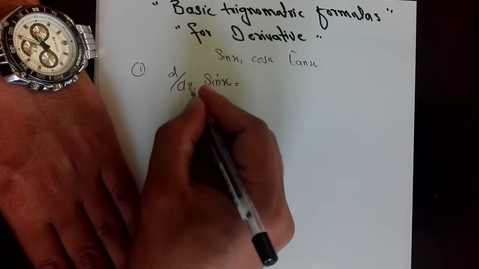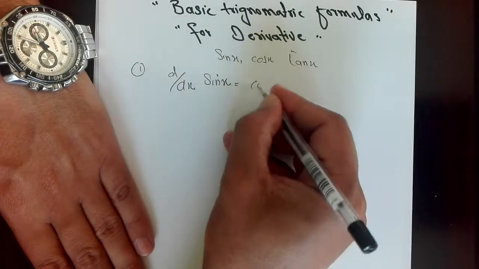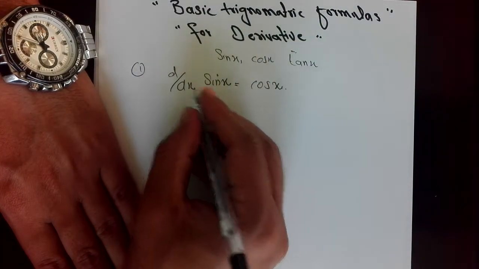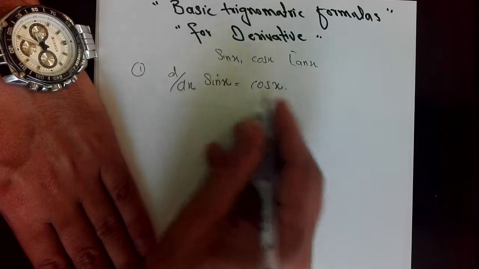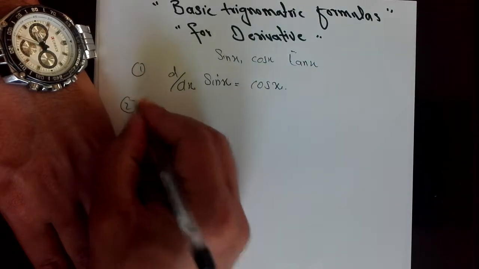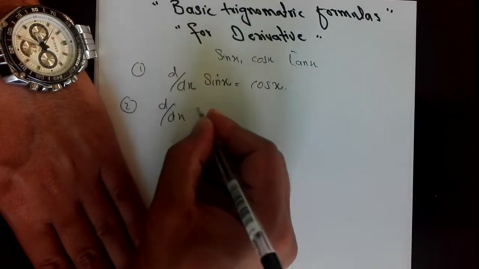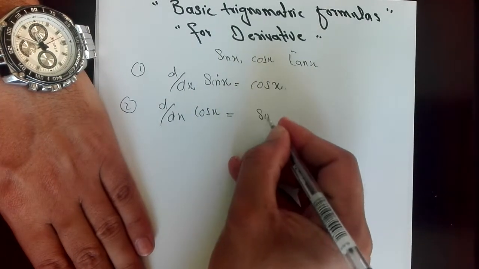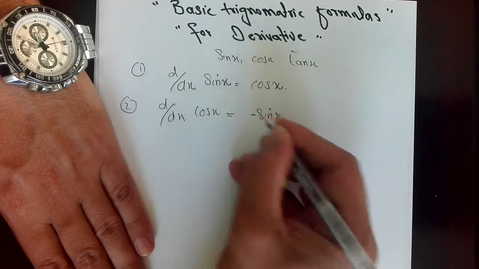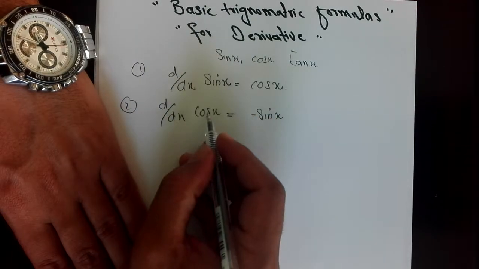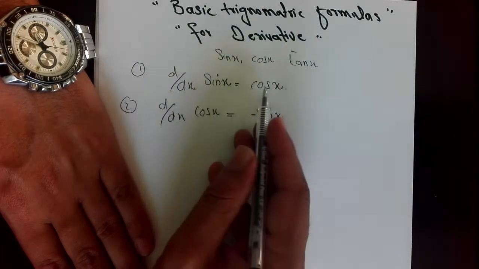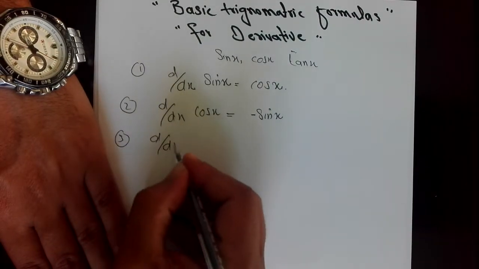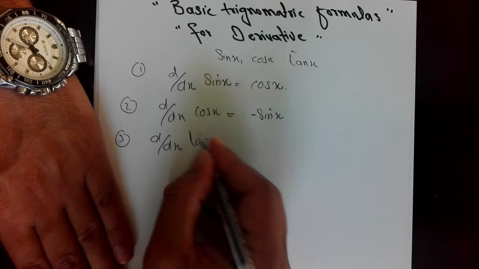When we are taking the derivative of sine of x, it will be equal to cos of x. D over dx of sine of x, the derivative of sine of x, is equal to cos of x. Similarly, d over dx of cos of x. Now, what is the derivative of cos of x? It will be equal to sine of x but with a minus sign. When it's for cos, it will be a minus sign. For sine, a positive sign. Now the third is d over dx of tan of x.